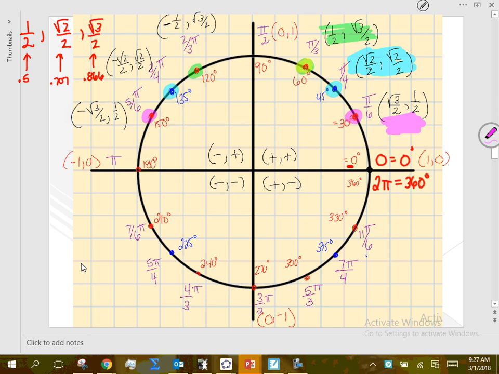Now, are all those points in the first and second quadrant going to reflect over the x-axis to give me the points in the fourth and third quadrants? Just pay attention to the plus or minus aspect of them, and you should be good. So that's something we can do.